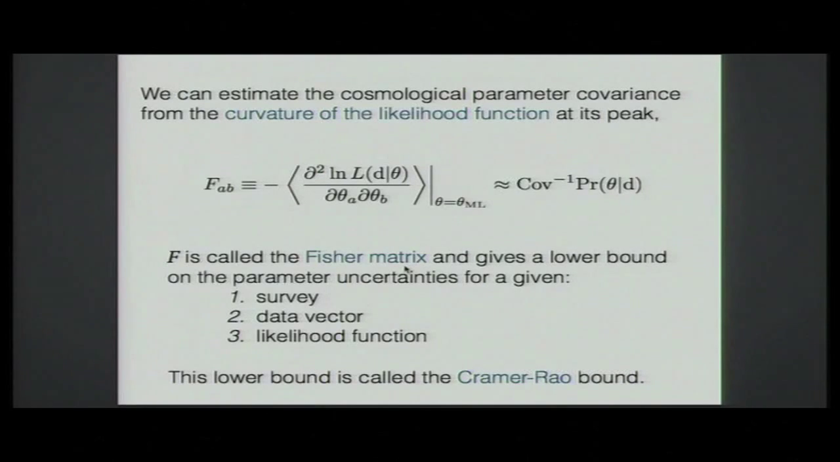And since this is a curvature, I take one over the curvature. Flatter curvature means larger error bars. So this is actually an estimate of the inverse covariance matrix of the probability distribution of the parameters given the data. That's the Fisher matrix. And there's actually a theorem called the Cramér-Rao bound that says this is the ideal lower bound on the measurement errors on our cosmological parameters, conditioned on a particular survey, the particular data vector D that we've put in here, and the functional form of the likelihood. So if I give you those three things, what's the survey geometry and its parameters, what's the likelihood function, and what am I using to summarize the information in that survey, then I can calculate the Fisher matrix and tell you, okay, under that scenario, this is the best you could ever do at measuring these cosmological parameters.